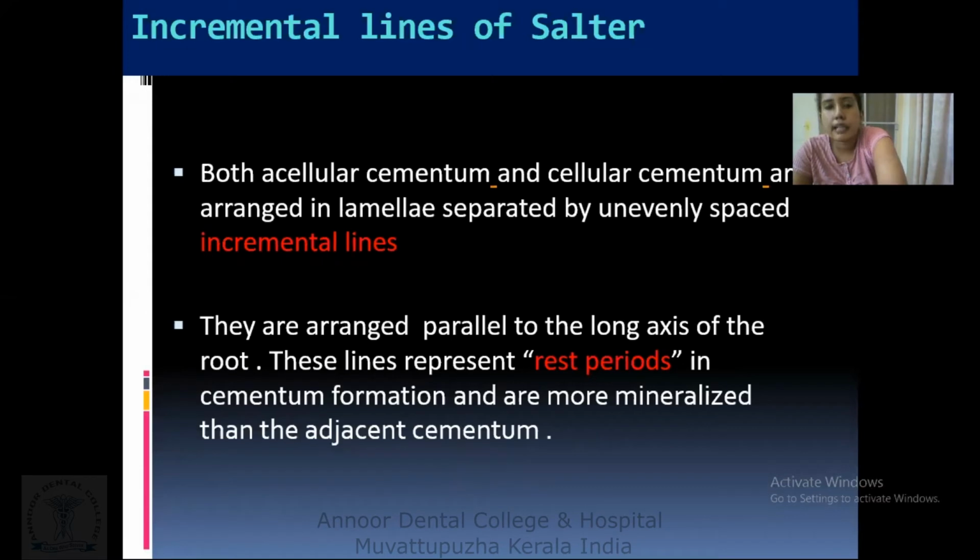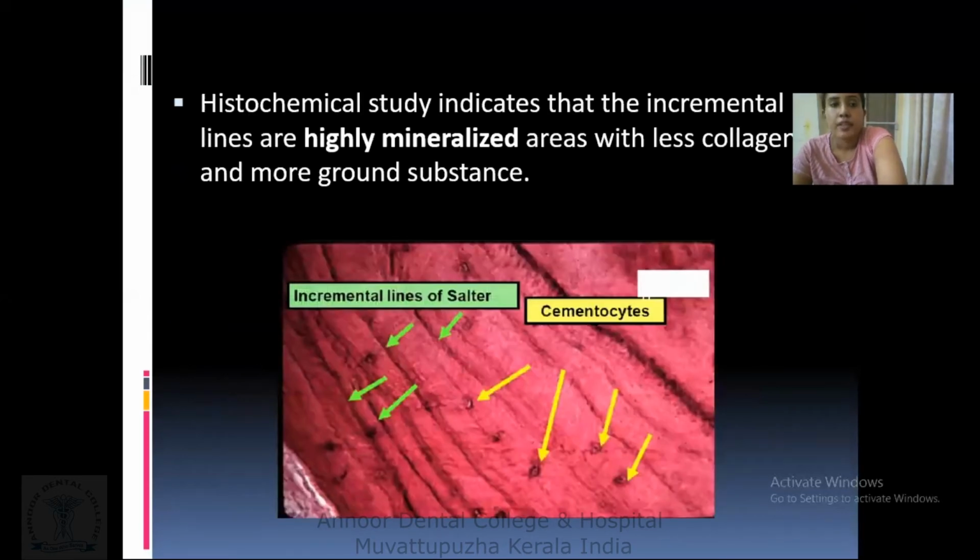Now, incremental lines in the cementum are called incremental lines of Salter. Both acellular cementum and cellular cementum are arranged in lamellae that are separated by unevenly spaced incremental lines. These are arranged parallel to the long axis of the root, and these lines represent rest periods in cementum formation, and this is highly mineralized. The incremental lines are highly mineralized with less collagen and more ground substance.